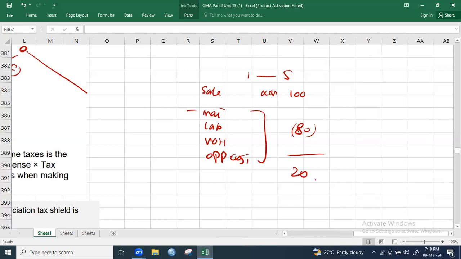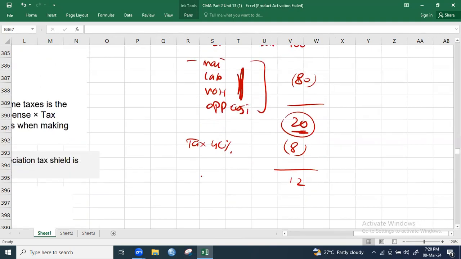So you have $20, and please remember, in these expenses you will not write depreciation. Don't write depreciation, okay? Because we will take the depreciation effect later. Now we have $20, and for example, you have a tax rate of 40%. So we'll take tax at 40%, which is, let's assume, 8. So after tax will be what? $12. This is what they are saying, after tax.